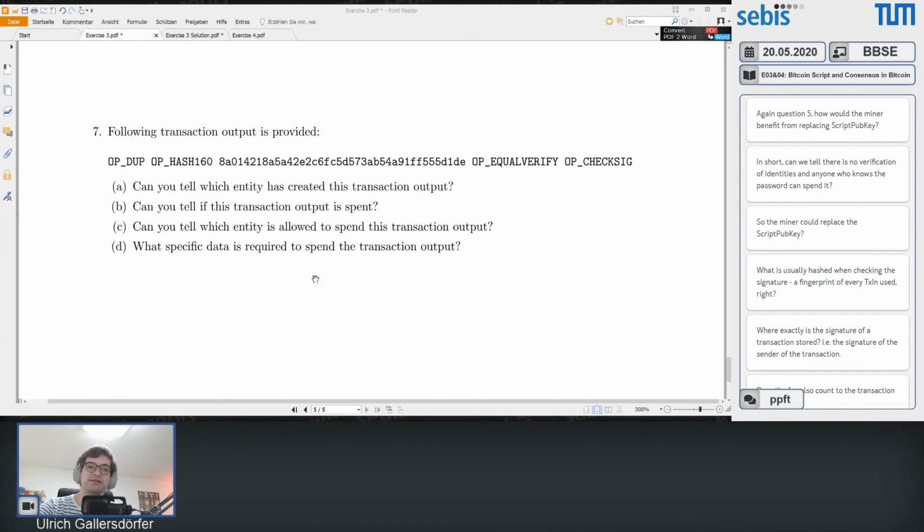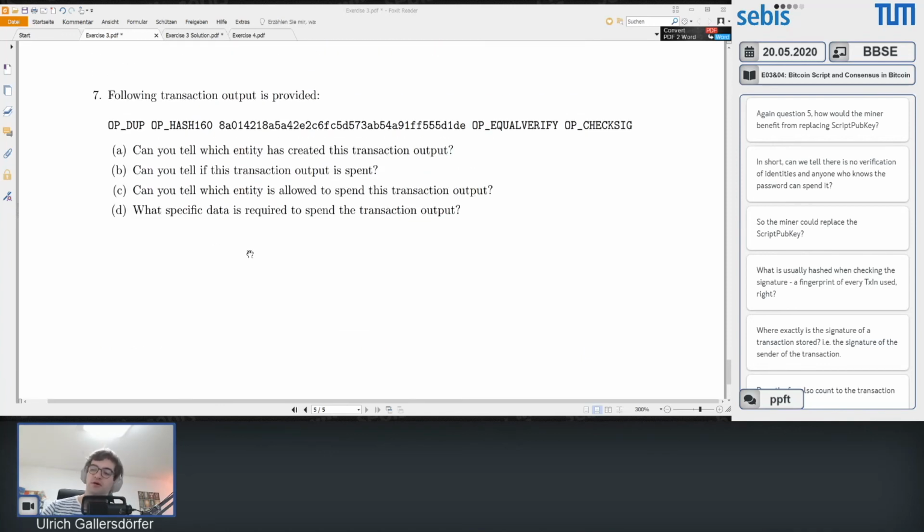Last question for this exercise sheet. I think that's one where you get a little bit of an idea again and better understand what's going on with script signature, transaction output, transaction input, script pub key, because it's a very good example. The following transaction output is provided: OP_DUP, OP_HASH160, some kind of weird hash, OP_EQUALVERIFY, OP_CHECKSIG. That's the basic pay to public key hash example that we use in the lecture.